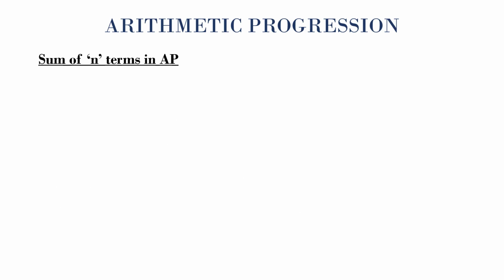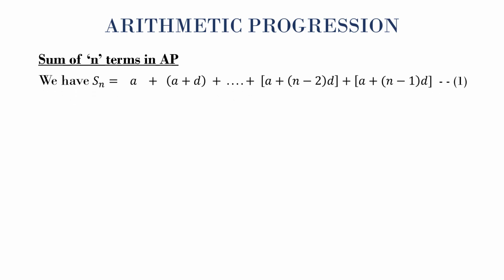Now sum of n terms in AP. Suppose we have an arithmetic progression like A plus D, A plus 2D, and so on, A plus n minus 1 into D. Then sum of n terms is given by Sn equal to A plus A plus D plus A plus 2D plus and so on, A plus n minus 2 into D, this is the term before the last term, plus, and the last term is A plus n minus 1 into D. This is the first equation.